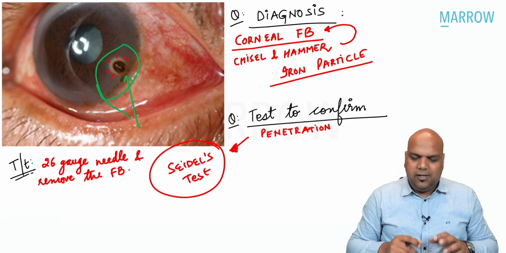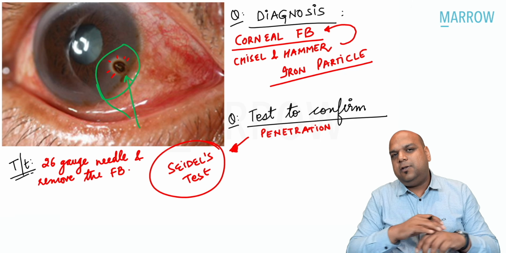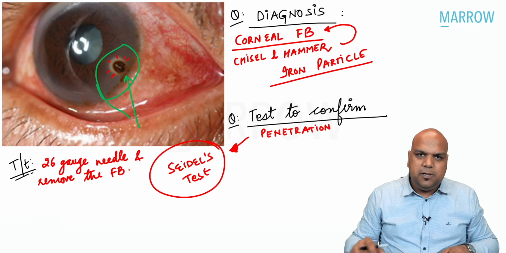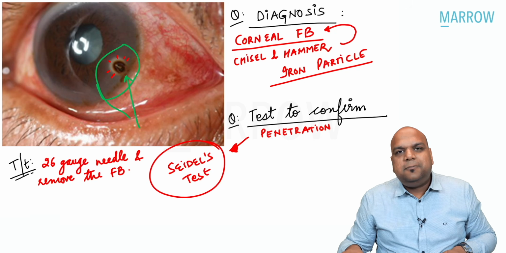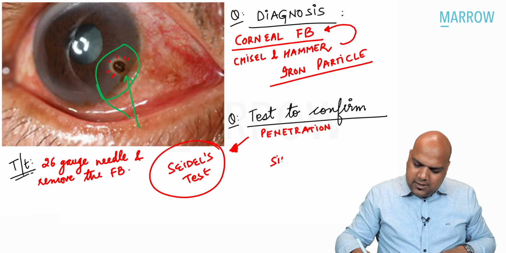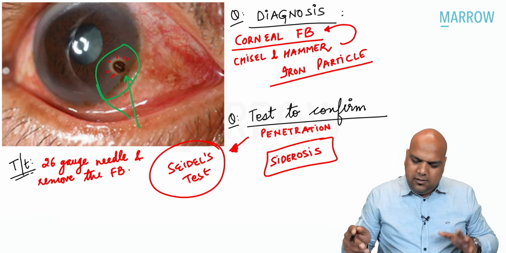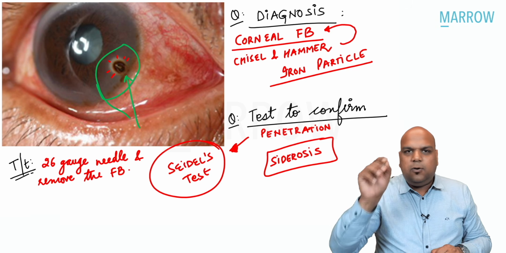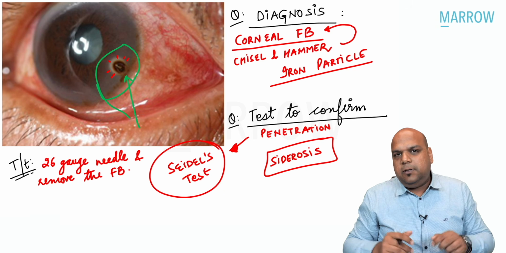So 26 gauge needle and remove the foreign body. Removal of the foreign body using a 26 gauge needle. Obviously, we will give topical anesthesia and then do it. Otherwise, the patient will not be comfortable. Right, guys? I hope we are clear about this. This whole thing is called siderosis. I hope you know that. But this is actually a very low grade siderosis because the iron just leaks into the corneal stroma only and it creates no problem in the future.